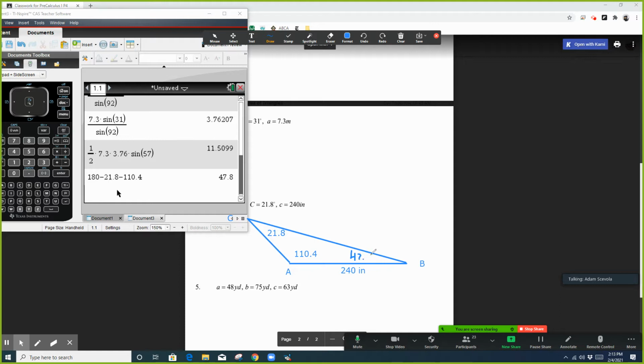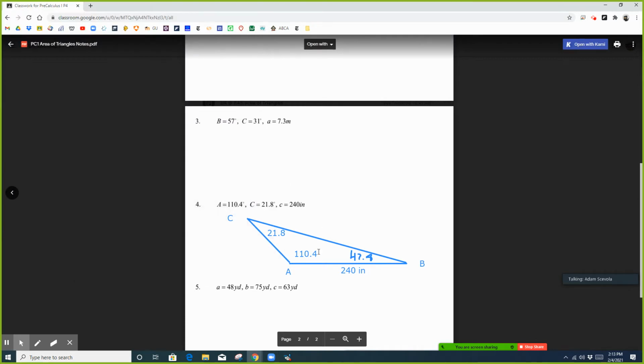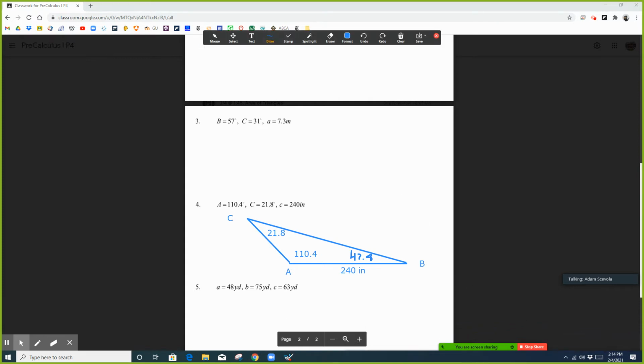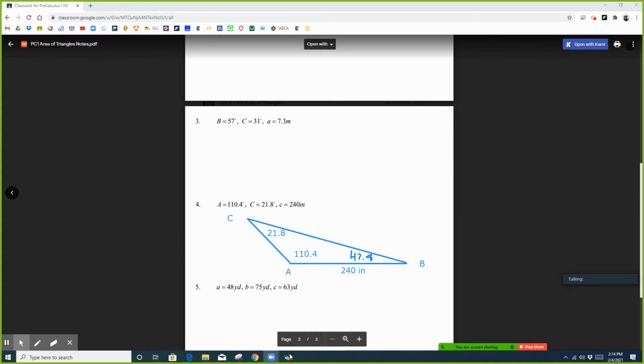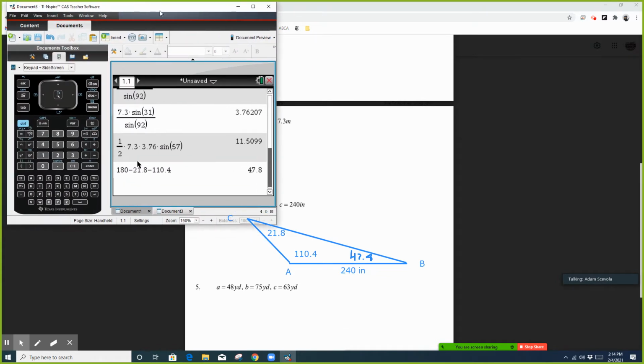Now, the way I'm about to show you how to do it is not the only way to do it. You could do it different ways. But I'm going to just figure out what side CB is. So I'm going to do the law of sines. I'm going to do, oh man, I'm going to do the control division. My screen isn't big enough.